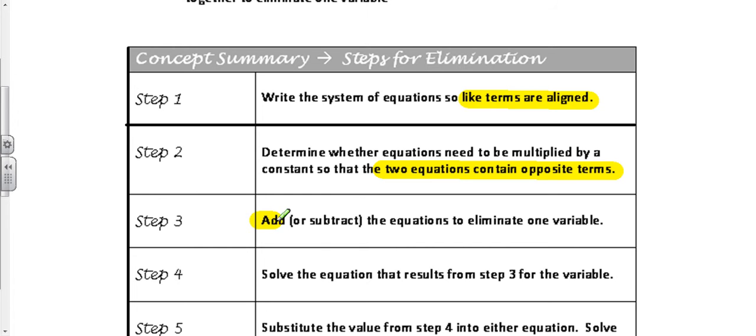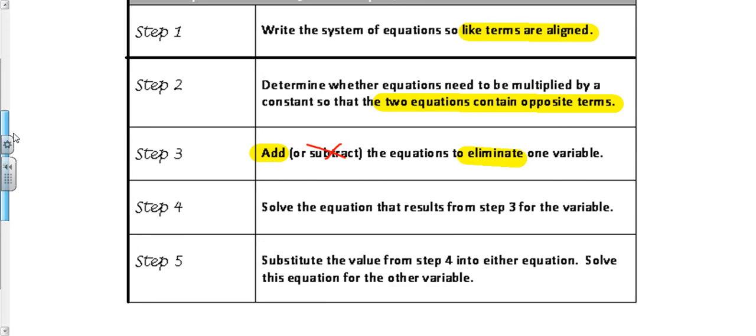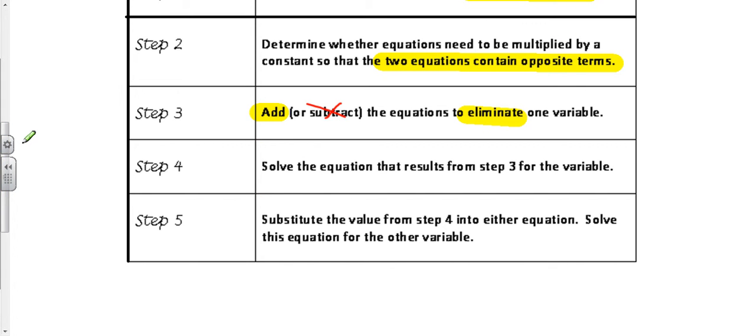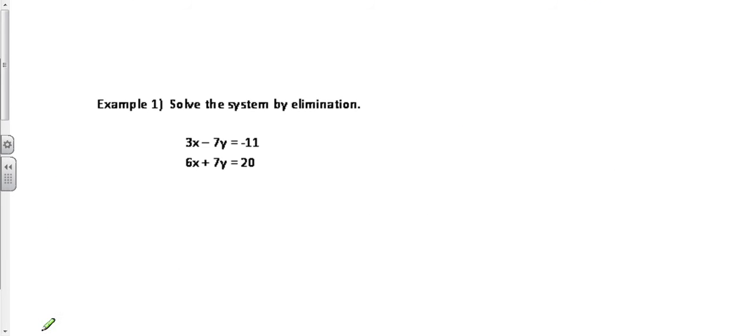Step 3, now add the equations to eliminate one variable. Your purpose of adding the two equations is so that you will eliminate one variable, hence solving by elimination. Step 4, solve the equation that results from step 3 for the variable. And then, as before with substitution, when you get one letter answer, you substitute it back in to get the final letter answer. Alright, so let's take a couple of examples here.